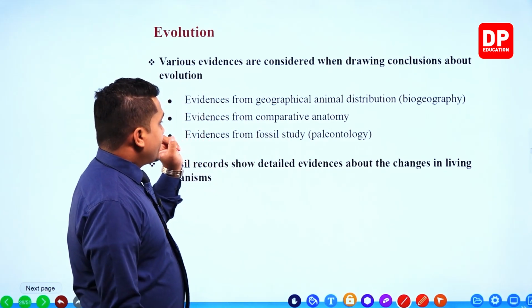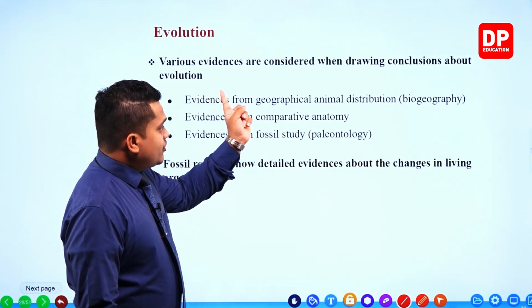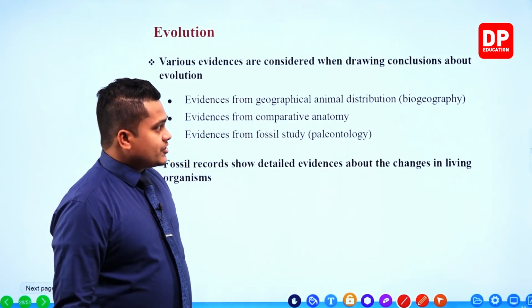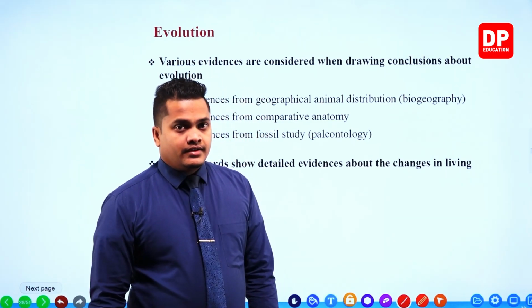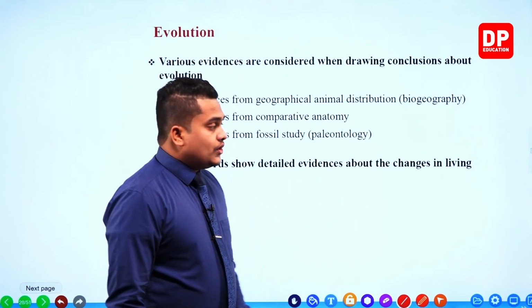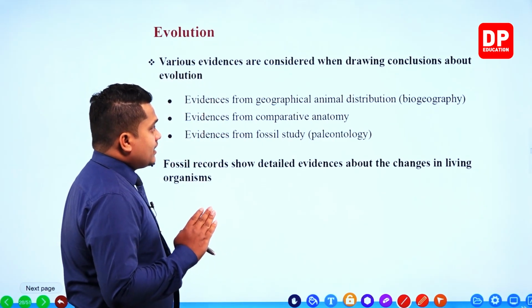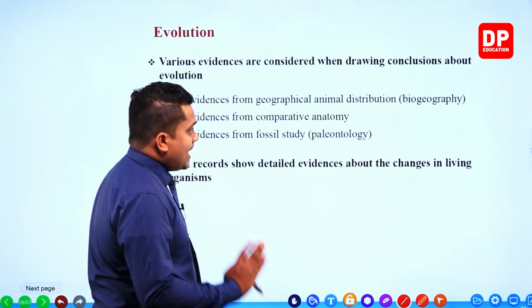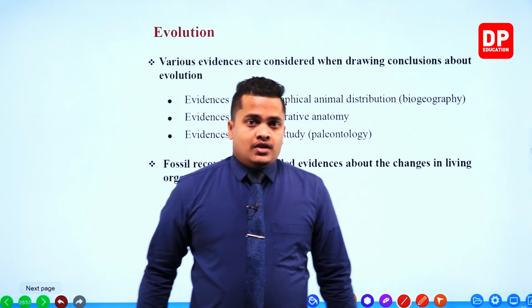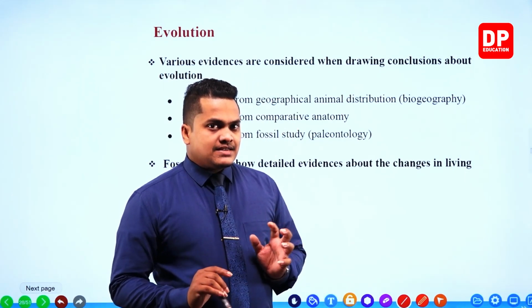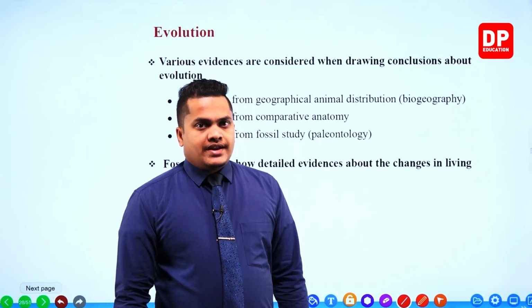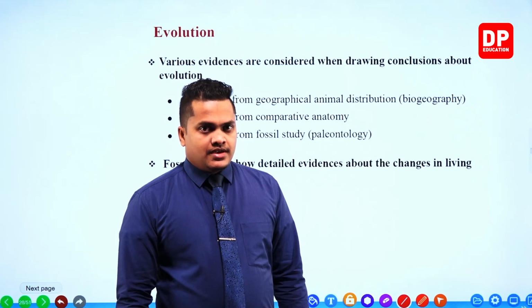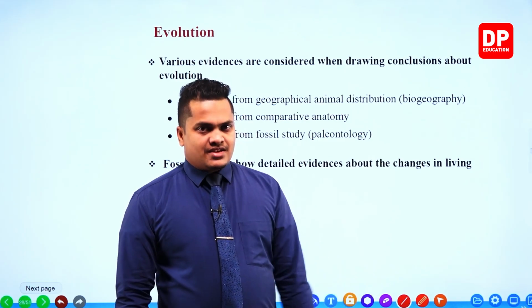So these are those examples or evidences. Number one, evidences from geographical animal distribution. It is given as biogeography, right? So when you take the geographical animal distribution, we can get several ideas about the evolutionary process. We can get several ideas about the evolution process by checking the animal distribution.